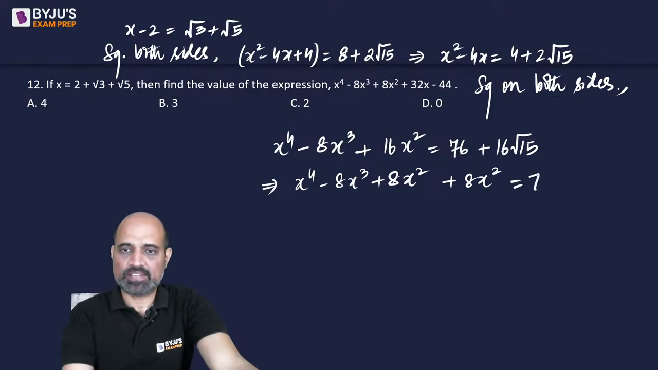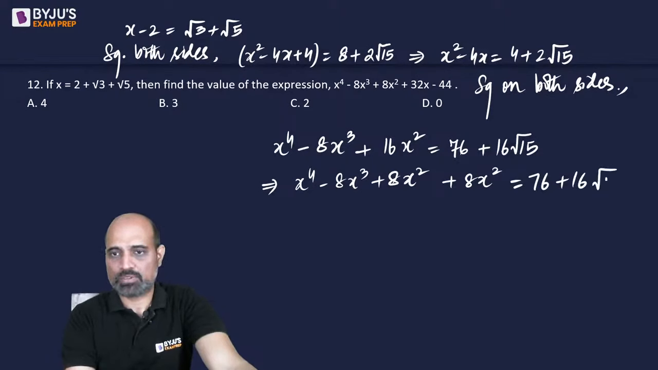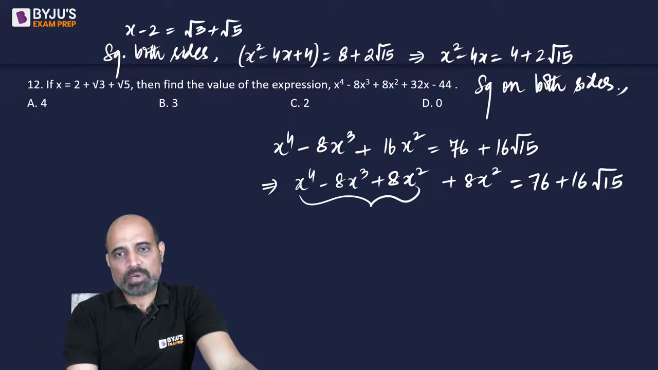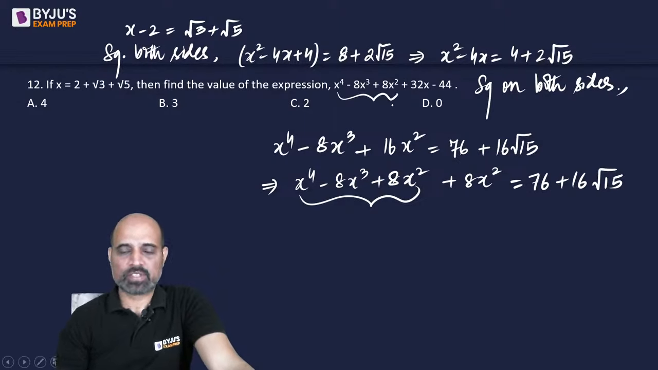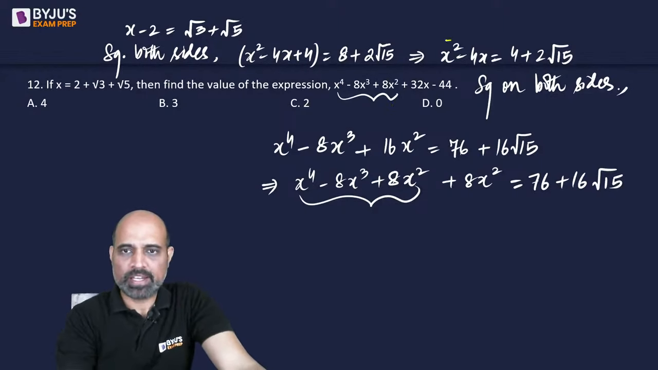And this is 76 plus 16 under root 15. So this is what we have. ये हमारा part आ गया. Now what to do with that 8x square? So what I'm going to do now is I'm going to take this part and multiply it with 8.